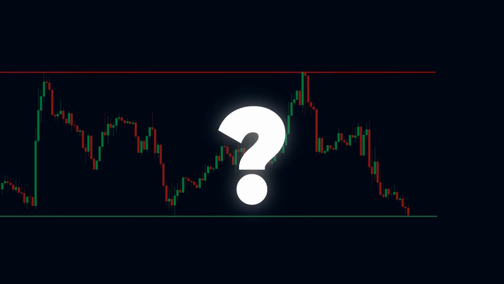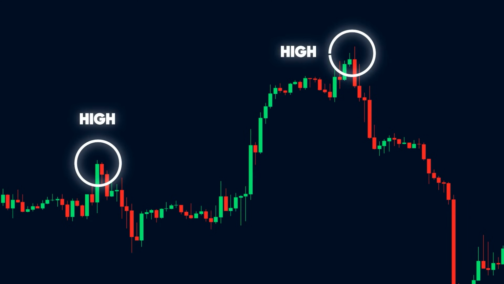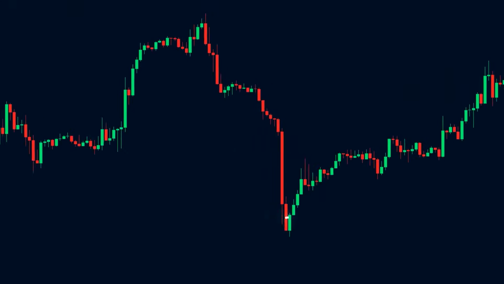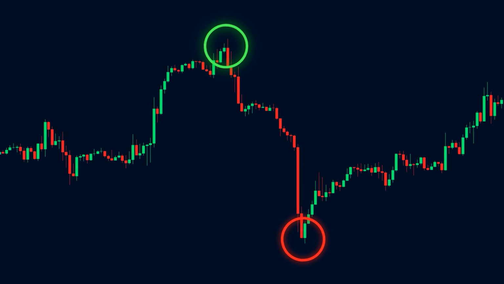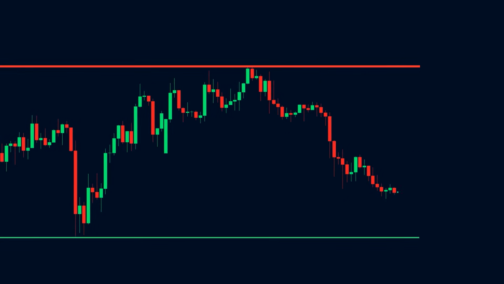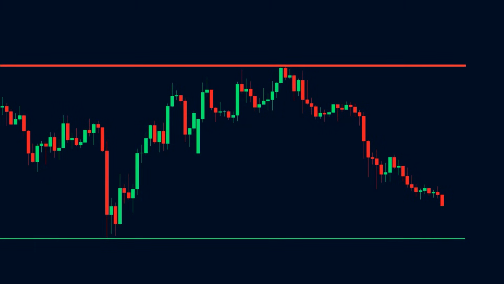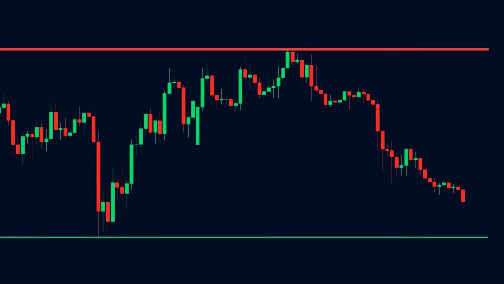So how do you actually identify reliable support and resistance? The most consistent levels form at swing highs and swing lows. A swing high is a point where price pushed higher and then reversed lower. A swing low is where price pushed lower and then reversed higher. These points matter because they show where one side of the market clearly overwhelmed the other. When price returns to these levels later, there's a higher probability it reacts again. Not because of coincidence, but because those same participants are often still active there. That's why these areas act like footprints left behind by institutions.